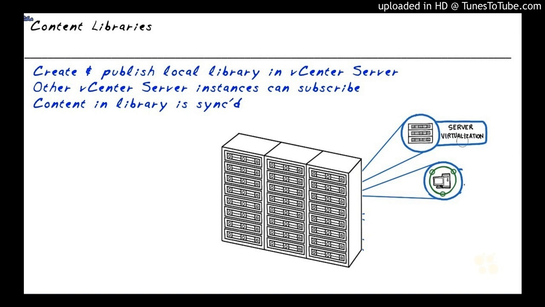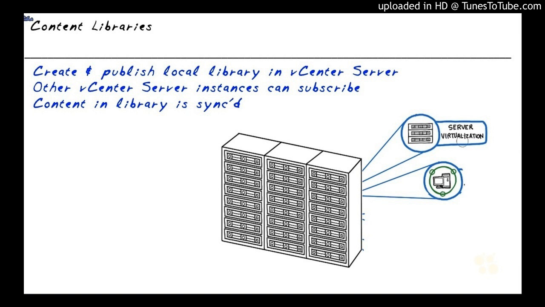First of all, we would create and publish a local library. So let's say in Los Angeles, we create a content library. And let's say we create a special content library that we're going to use to hold templates. And we name it templates_library. And then on that content library in LA, we'd simply specify that we want to publish it.